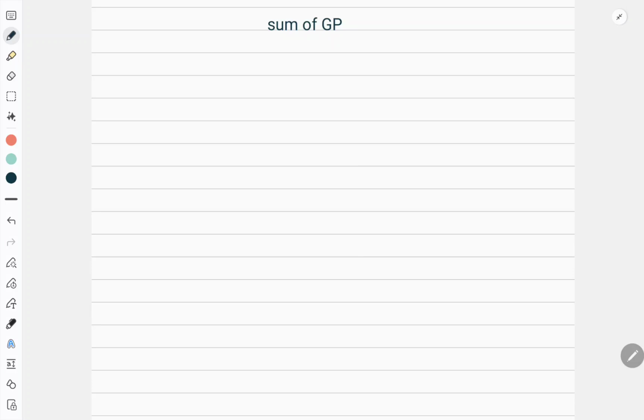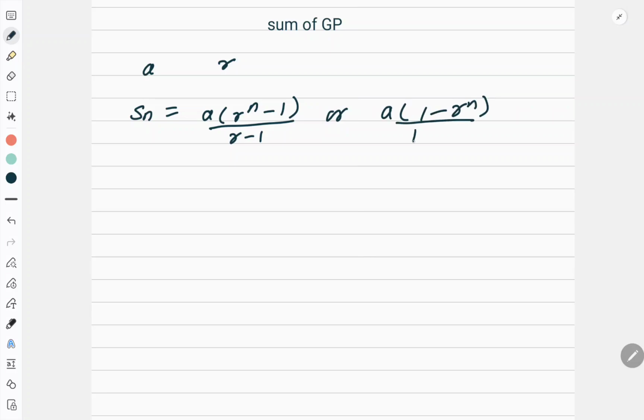Now we have already discussed that if there is a GP with first term A and the common ratio is equal to R, then the sum of n terms is equal to A (r to the power n minus 1) upon r minus 1, or A (1 minus r to the power n) upon 1 minus r. In few books the condition is given r is greater than 1 and all that stuff, but even if you don't use it, it will work. Only this sum is not defined when r is equal to 1. So this is true only when r is not equal to 1.